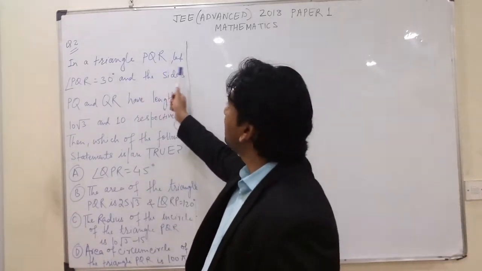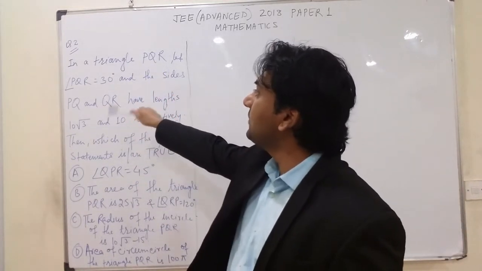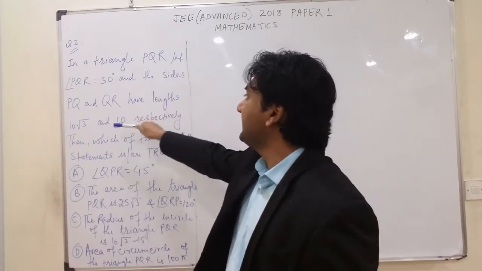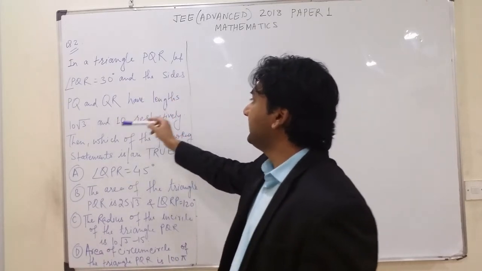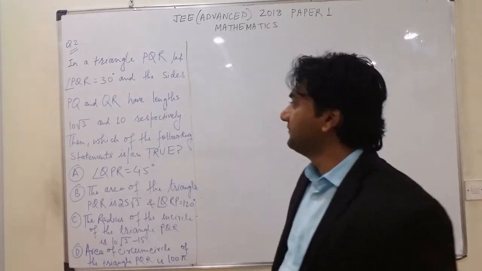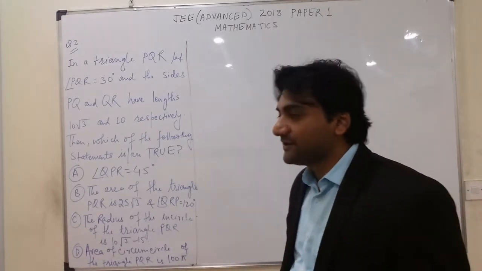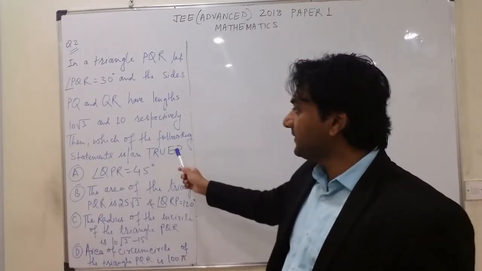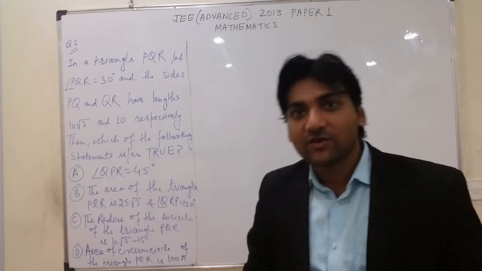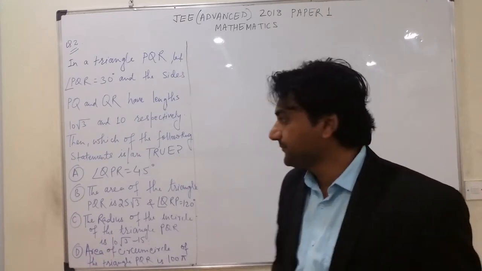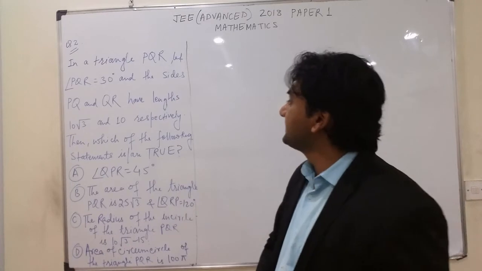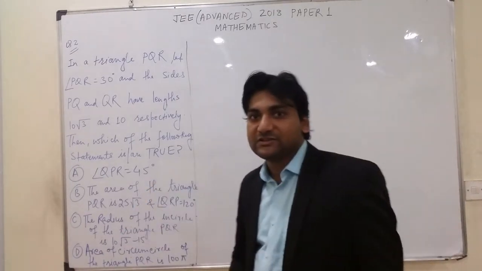In a triangle PQR, let angle PQR be 30 degrees and the sides PQ and QR have lengths 10 root 3 and 10 respectively. Then which of the following statements is or are true? So this time we have to choose the right one. Okay, so let's get started. We have 4 options. One by one we will check all 4 options.